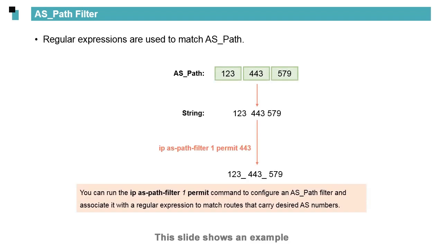This slide shows an example. The ip as-path-filter 1 permit 443 command configures an AS path filter named 1, and the specified regular expression is 443. This regular expression matches any character string that contains 443. If an AS path contains multiple AS numbers, the AS numbers are separated by spaces, and the spaces can also be matched using regular expressions.